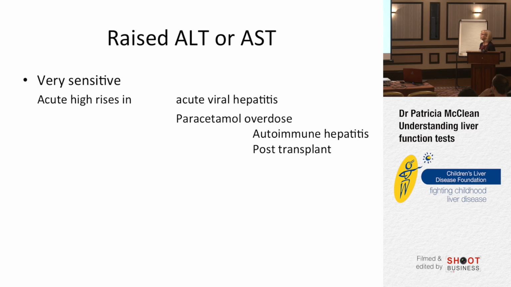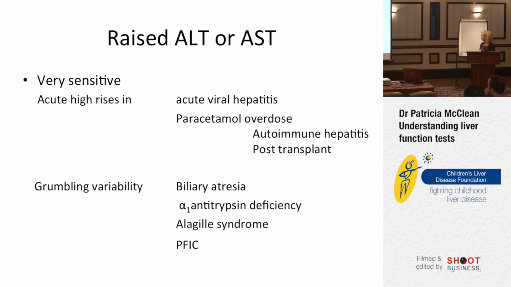And these very acute high rises do not necessarily signify that the liver's not going to completely come back to normal again. They just tell you there's been a very sudden insult to the liver. And then we have sort of grumbling variability of the ALT and the AST. And that's what we see in some of the chronic liver diseases that we look after. So a child who's had a Kasai portoenterostomy for biliary atresia, their ALT quite often doesn't completely come back down to normal afterwards, and it kind of grumbles in the hundreds.